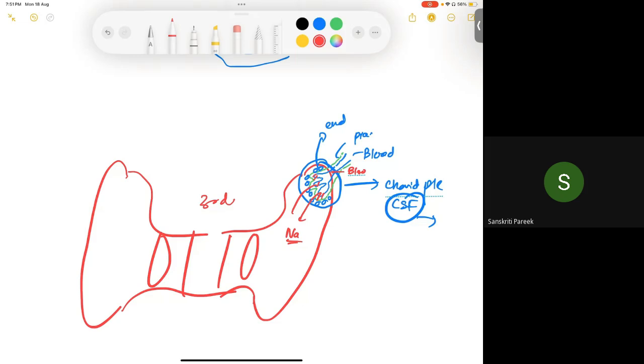Na is a positive ion, so what this Na would do is attract all of the negative Cl ion from the blood as well. So in the end, we'll be having NaCl, which is salt, right?